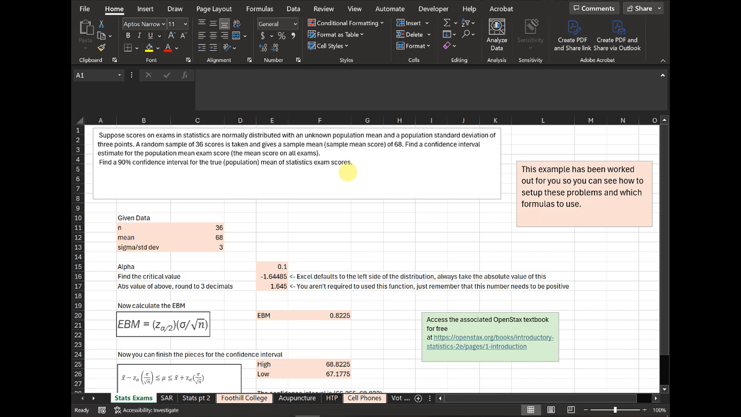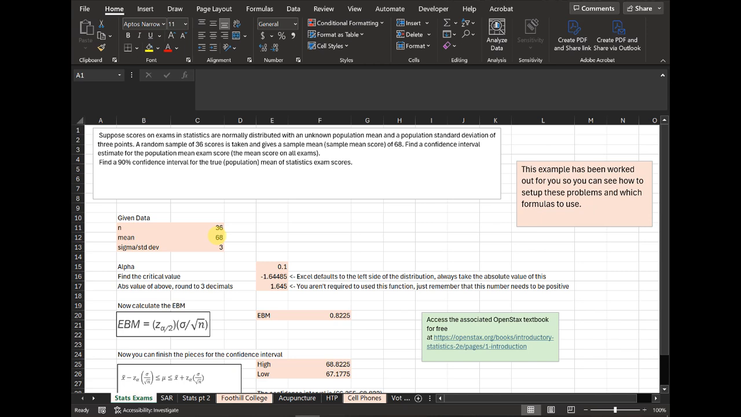Okay, so first things first, whenever you read a problem like this, you want to take out the given data, and make sure that you're paying attention to how you're thinking about it. So we're told here that we have a sample of 36 scores, so that's an N of 36, and that sample of 36 has a mean of 68.